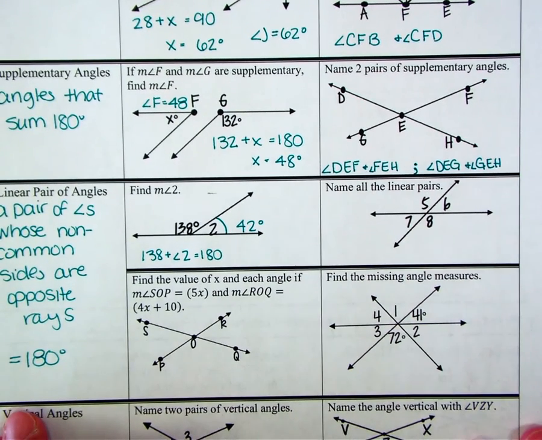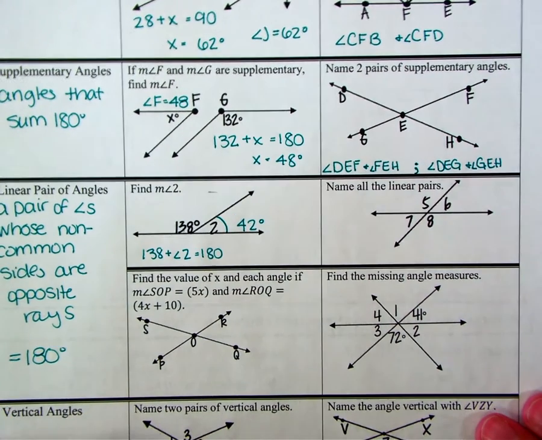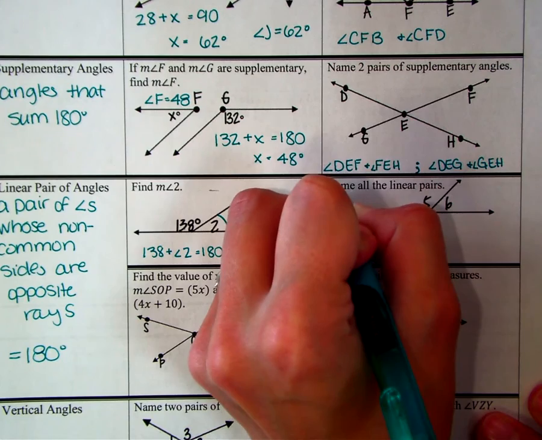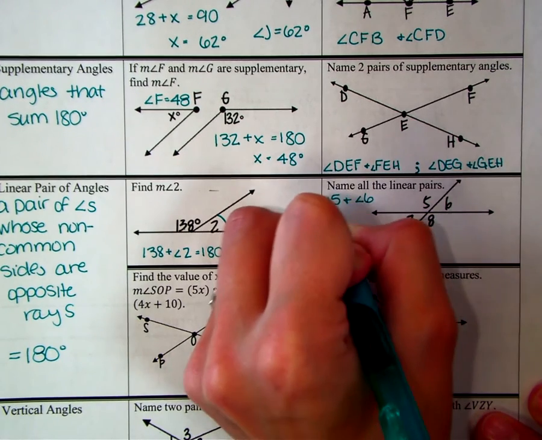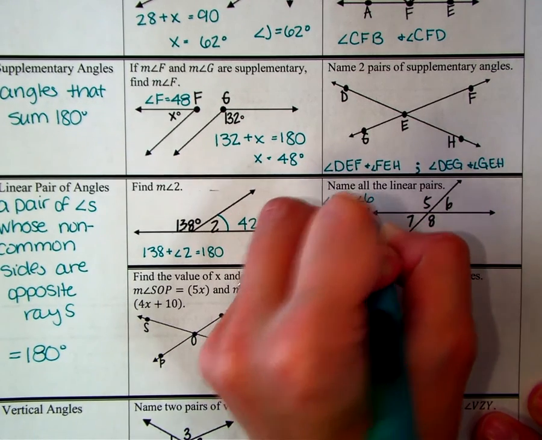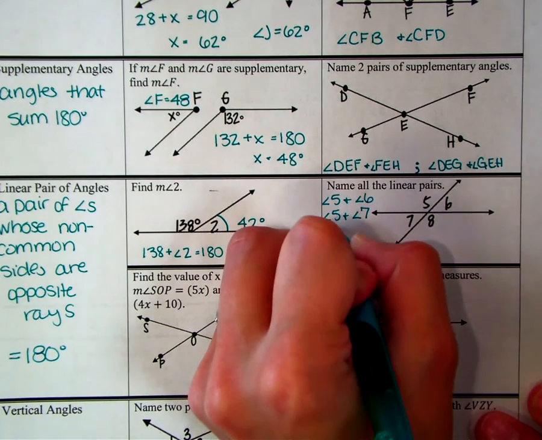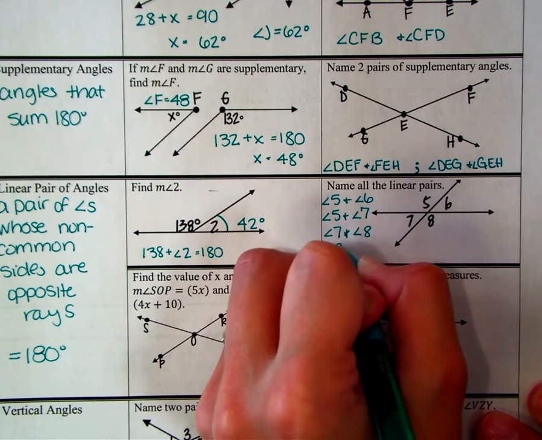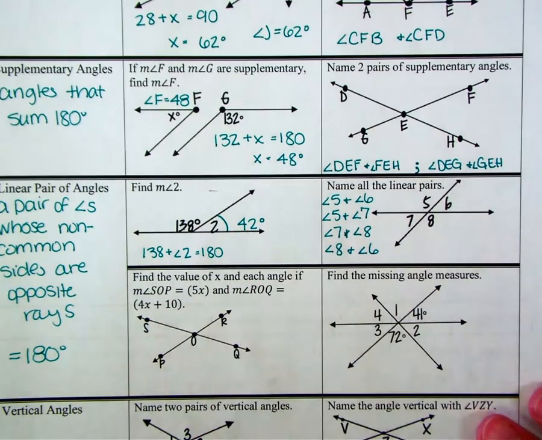In the next one, name all the linear pairs. It's very similar to finding the supplementary angles. So we know that 5 and 6 are linear pairs. We know that 5 and 7 are linear pairs. We know that 7 and 8 are linear pairs. And we know that 8 and 6 are linear pairs because together they make a straight line.